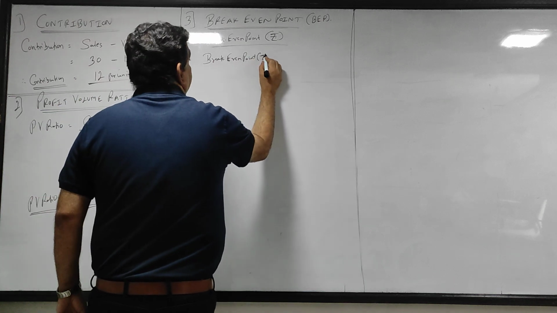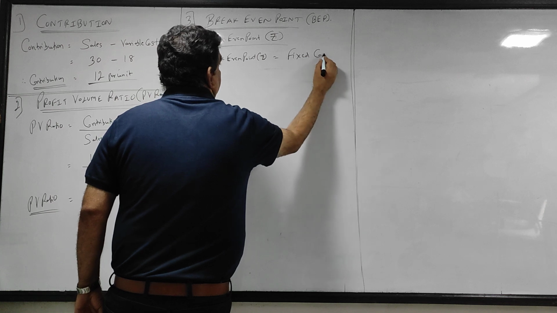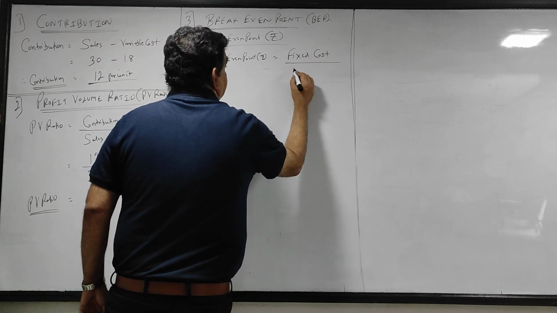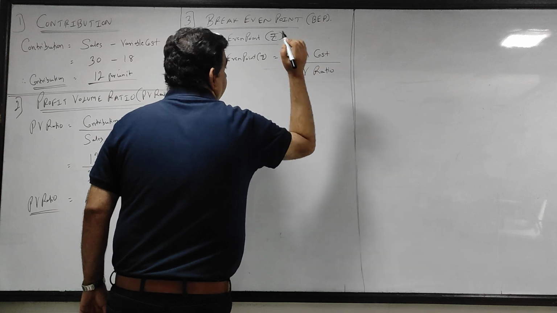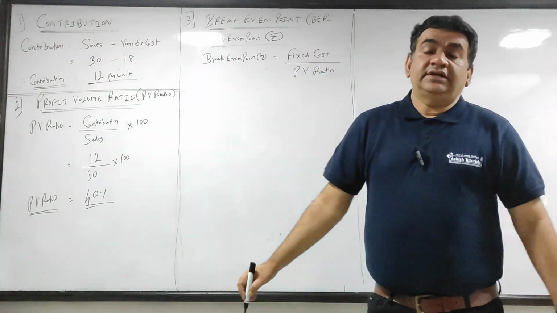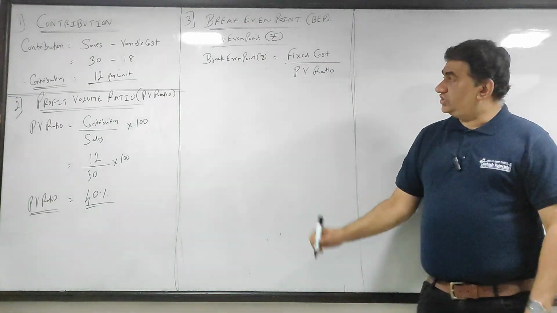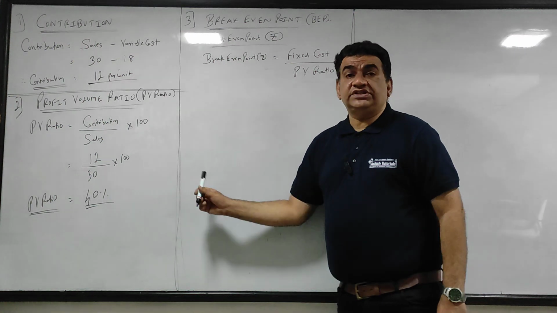Break even point in rupees is equal to fixed cost upon PV ratio. For break even point, you need the fixed cost, which is given in the question, and you need a PV ratio, which is calculated.